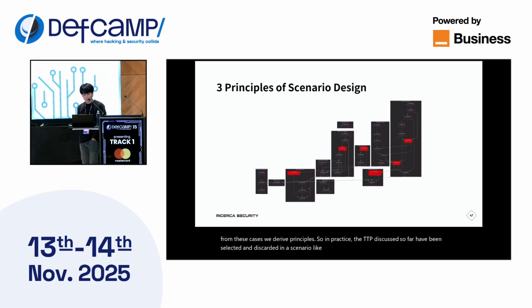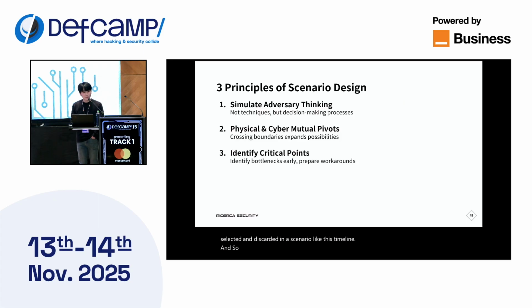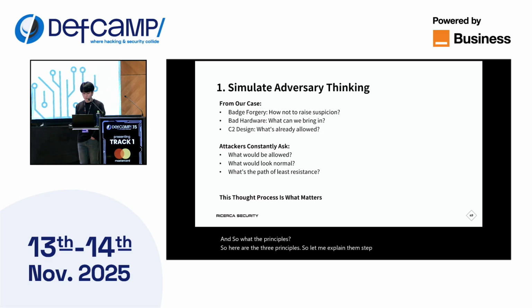And so what are the principles? Here are the 3 principles. Let me explain them step by step. Principle 1, simulate adversary thinking. As mentioned at the beginning, serious attackers would not use already known TTPs. Therefore, it is important to simulate the decision-making process, not techniques.